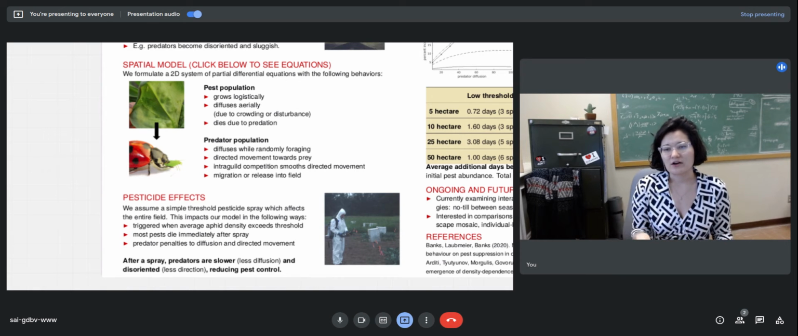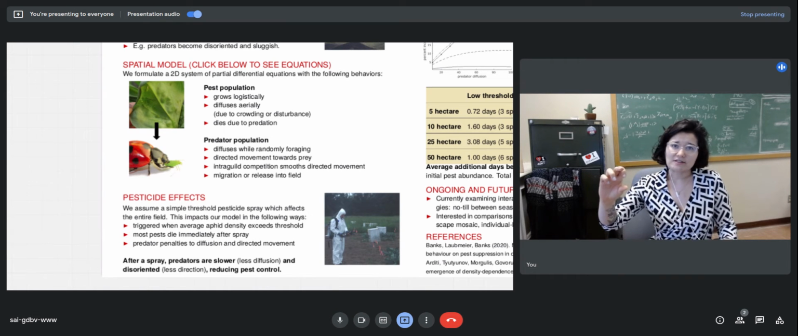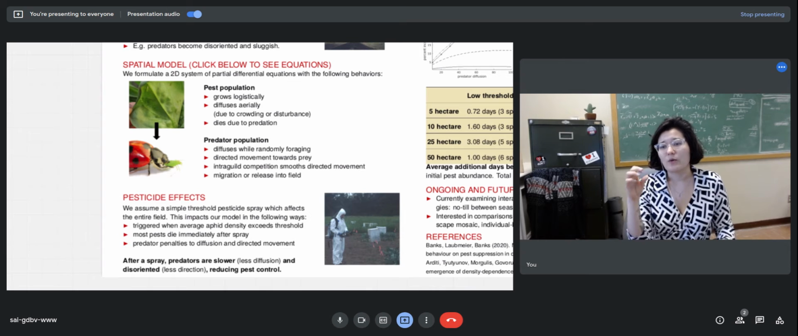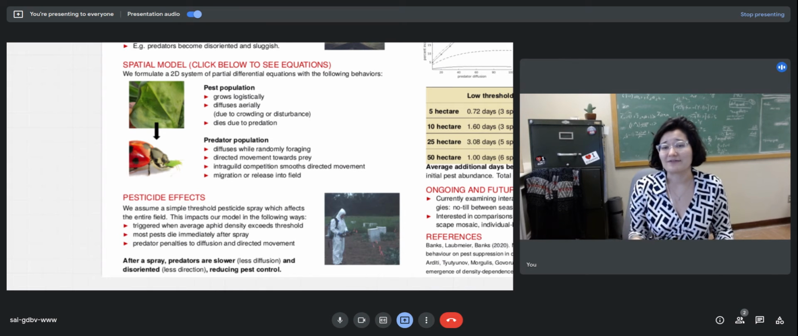And then there's also going to be a term in our model that incorporates migration or release into the field. That just describes the predator behaviors normally. What I'm also going to implement are pesticide effects. And it's going to be a really simple sort of pesticide.